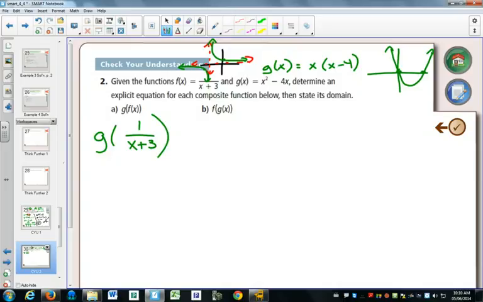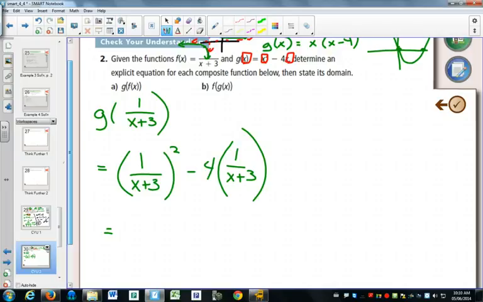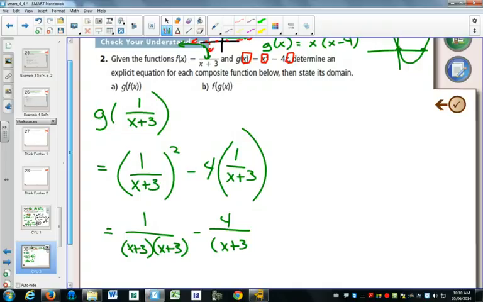Now, g of x says wherever there's an x, first that number gets squared, then you subtract 4 times that number. So what that means here in this case is this will first get squared. Then you're going to minus 4 times that number. So this would be 1 over x plus 3, all squared, minus 4 over x plus 3.